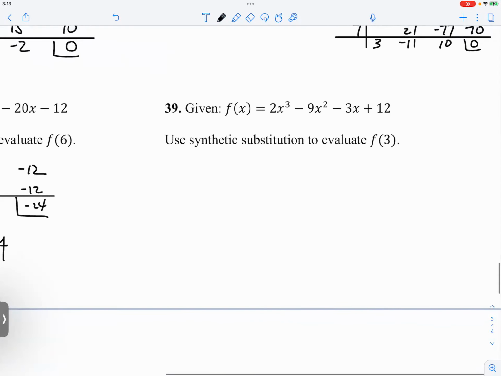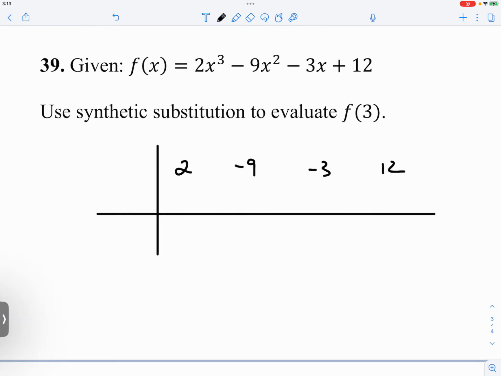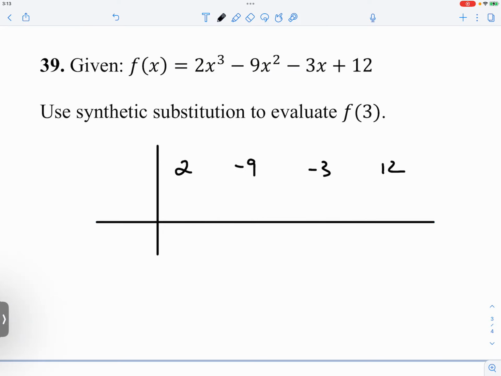And then now we go to number 39. Again, there's no missing term. So 2, negative 9, negative 3, 12, and then we say what? We say 3. So 2 times 3 is 6, negative 3. Negative 3 times negative 3 is negative 9.